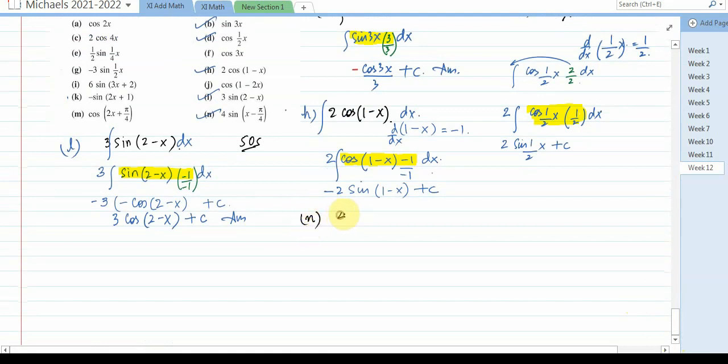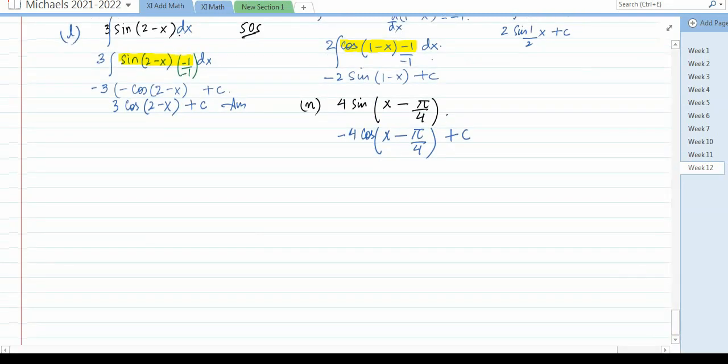4 sine(x minus pi over 4). Alright, so we know that the integral of sine is minus cos, and when you talk about the angle, the derivative of the angle is 1 because dy/dx of x is 1, pi over 4 is constant, so that will be 0. So that is quite simple. It will be minus 4 cos(x minus pi over 4) plus c. Alright, so that is the answer. And moving on towards the next question.